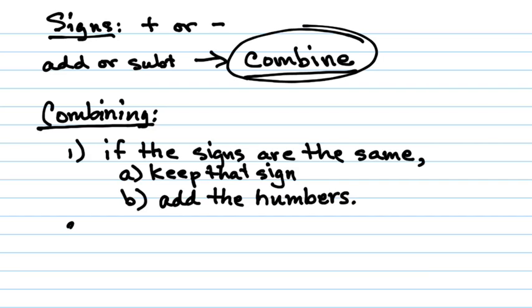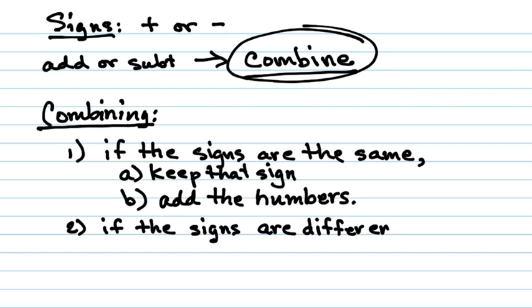Now, there's a second rule. If the first rule starts out, if the signs are the same, what's the only other alternative? The signs will be different. If the signs are different. Can you give us examples?